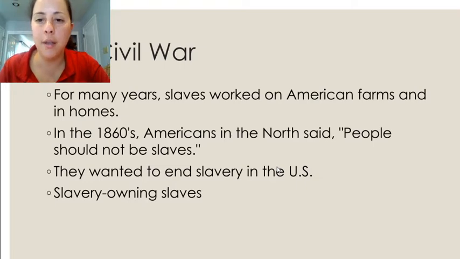So, in the 1860s, Americans in the North said people should not be slaves. They wanted to end slavery in the United States. What does slavery mean? Slavery. Owning slaves.